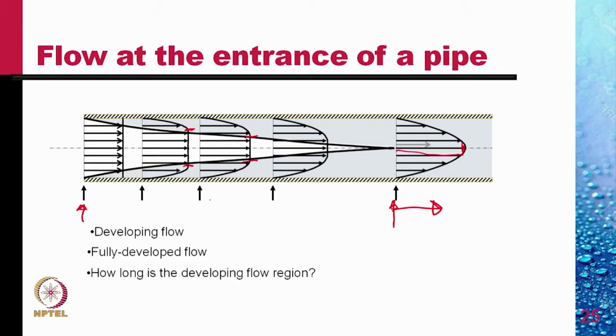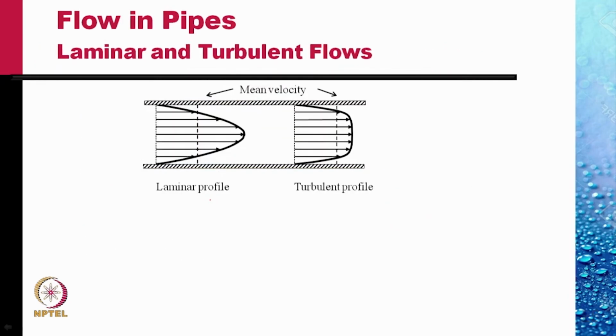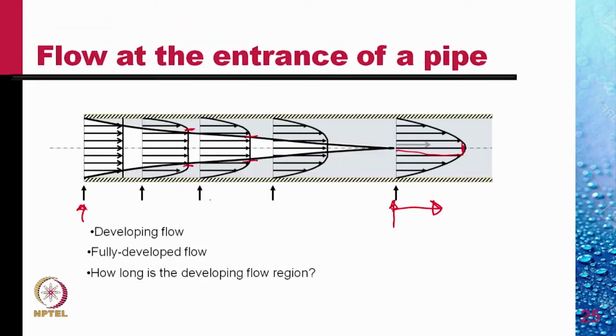How long is this developing flow region? The calculations have shown that this is proportional to the diameter of the pipe and to the Reynolds number. For laminar flow, this length could be quite a bit. This length could be up to 100 diameters in laminar flow. But in turbulent flows, this length is quite low. We will discuss this too later.